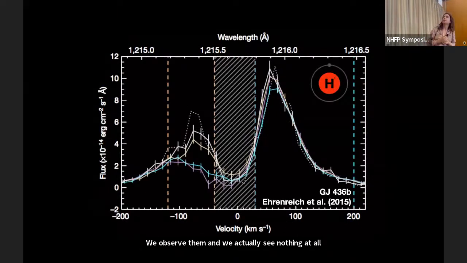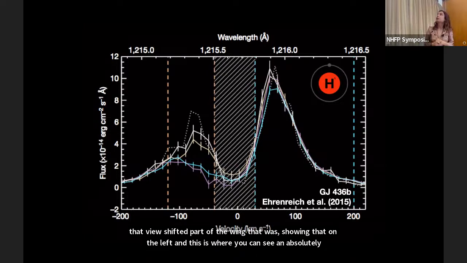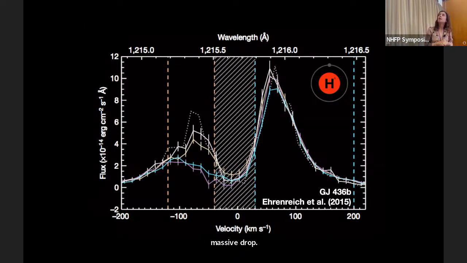This is an actual plot of the Lyman alpha line for GJ 436b. So that blue shifted part of the wing that I was talking about is shown there on the left. And this is where you can see an absolutely massive drop. The stellar Lyman alpha line is shown in white, and the blue line is what we observe when the planet is in front of the star. And you can see an absolutely massive drop in the flux at those blue shifted wavelengths up to 100 kilometers per second.